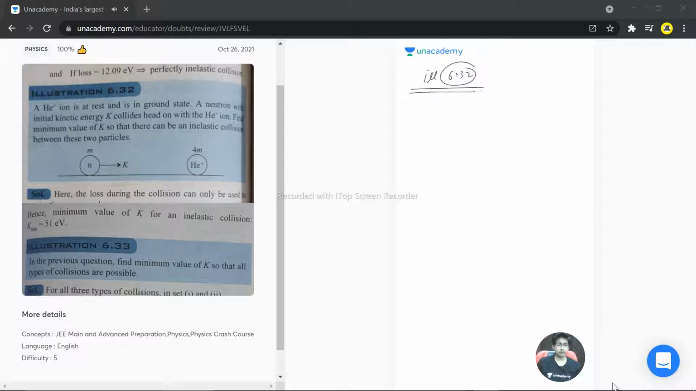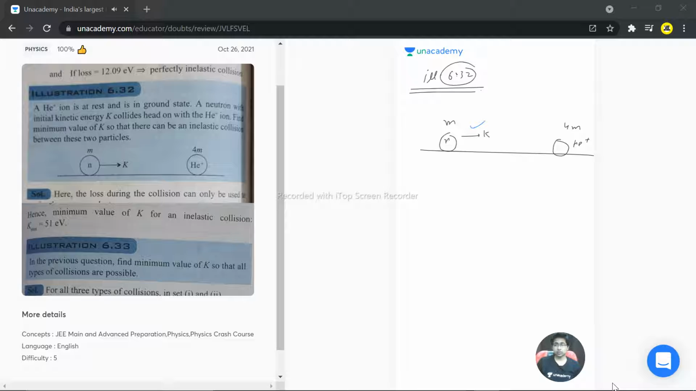A helium plus ion is at rest in its ground state. So that's a neutron of mass m, moving with kinetic energy K. That's the helium plus ion, mass 4m. The neutron with initial kinetic energy K has a head-on collision with the helium plus ion. Find the minimum value of K so that there is an inelastic collision between the two particles.